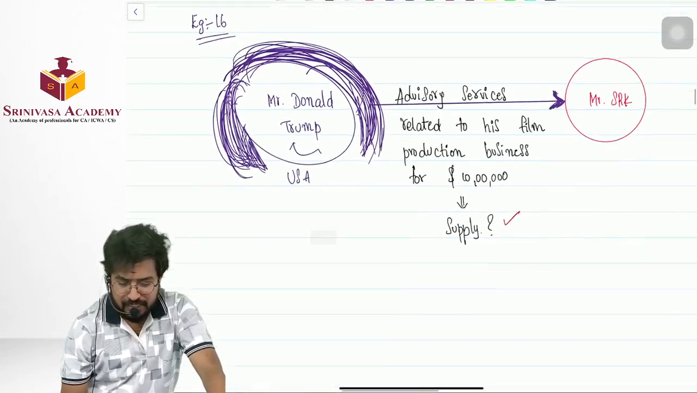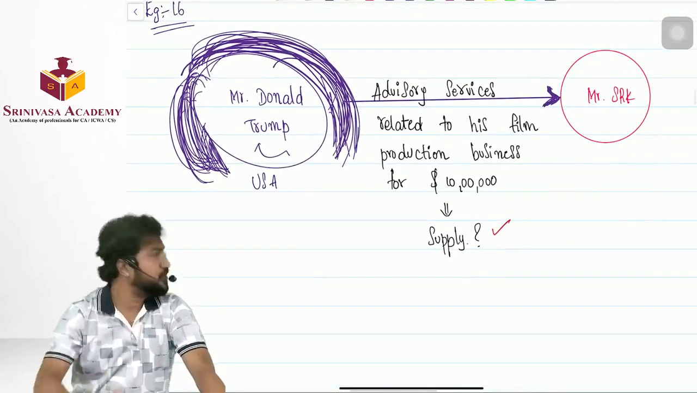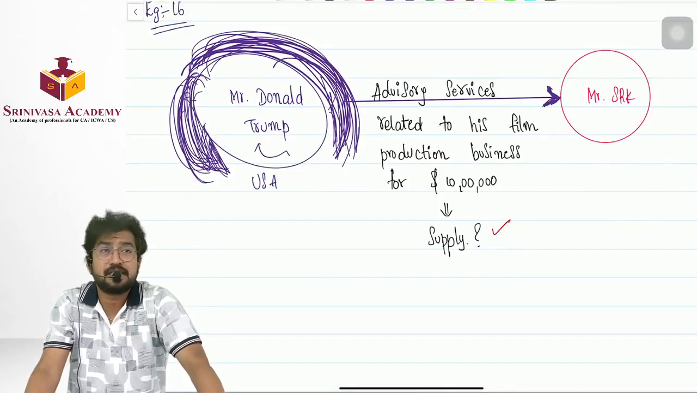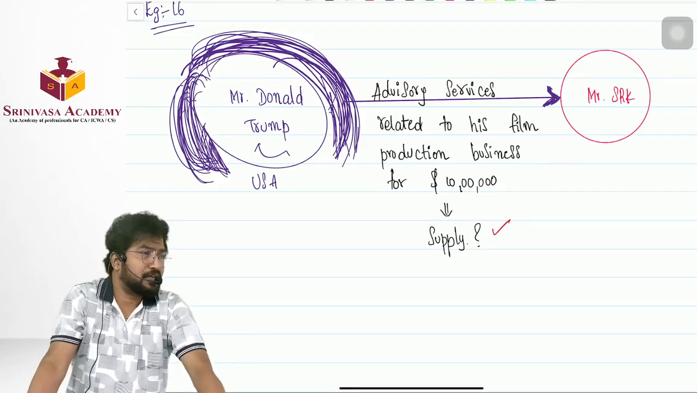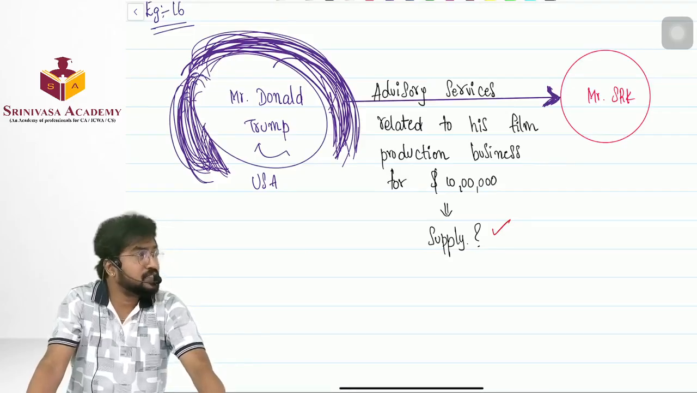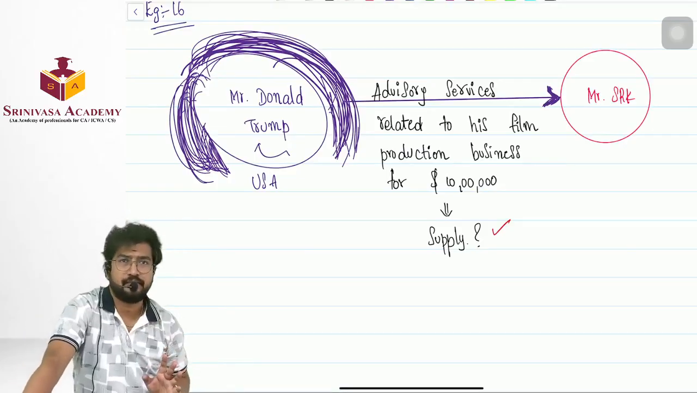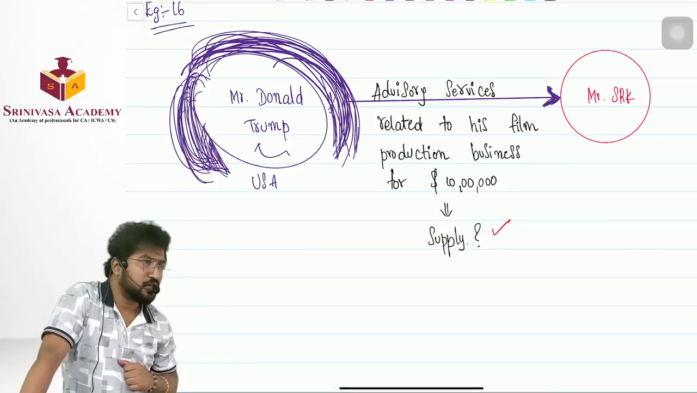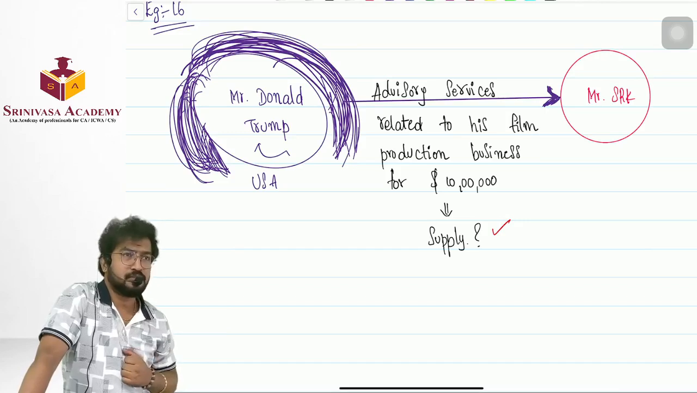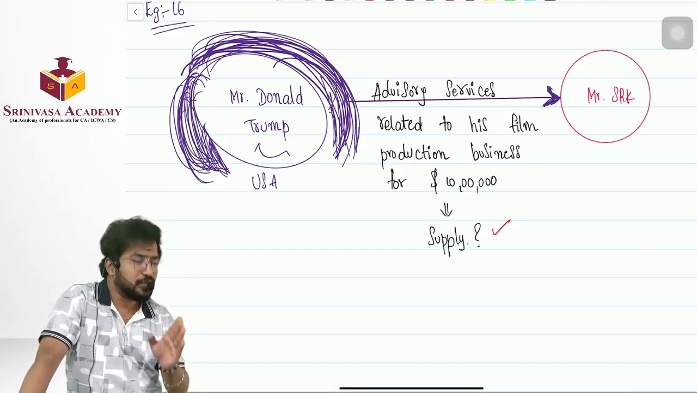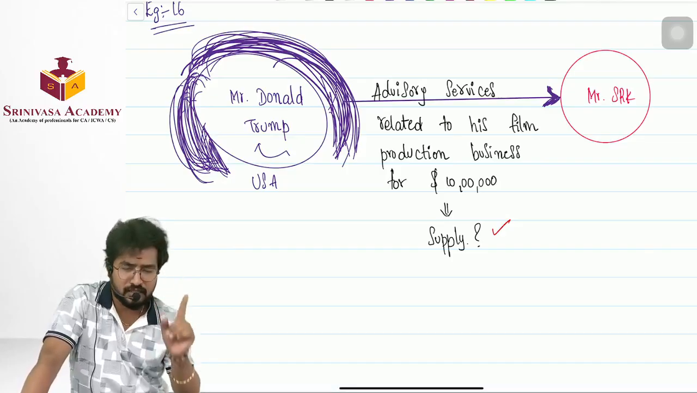Sir, same case, sir. Imagine Mr. Donald Trump is providing advisory services to Mr. Shah Rukh Khan for his business Red Chillies Entertainments Private Limited. And Donald Trump is charging 10 lakh US dollars. Shah Rukh Khan is importing service for consideration of 10 lakh US dollars for his business called Red Chillies Entertainments. It is supply.